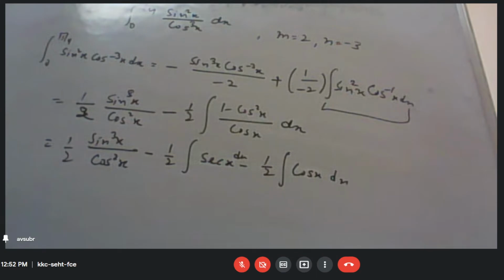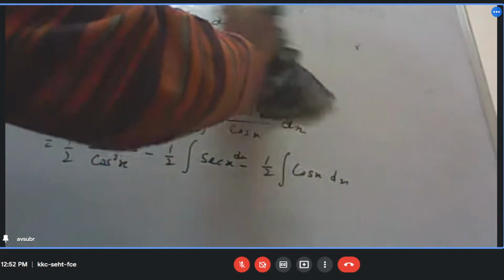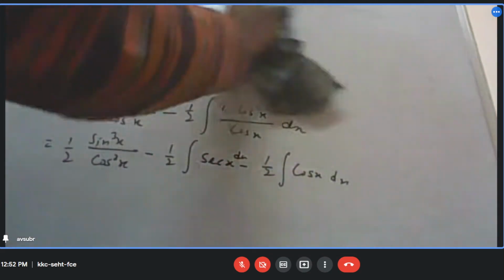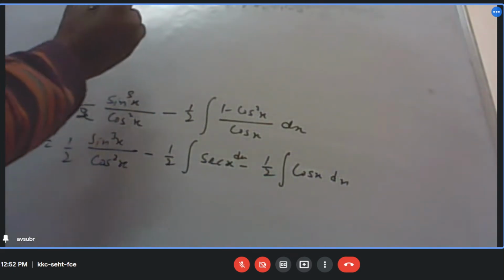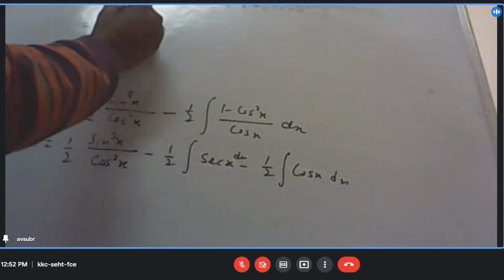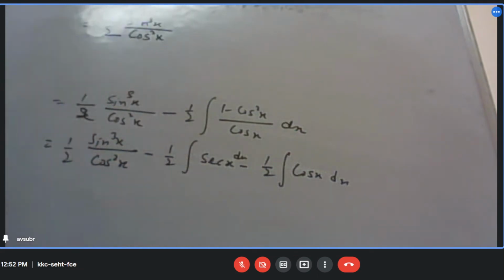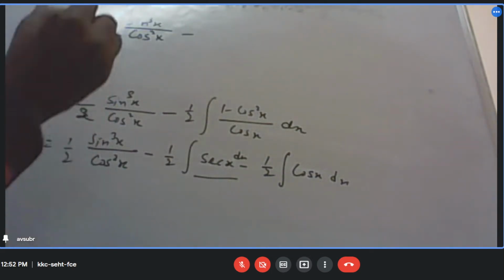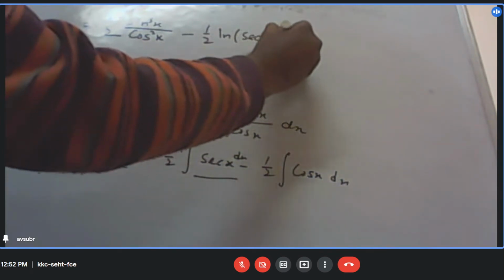Can I write down? Yes, sir. All right. So this can be written as 1 by 2 sine cube x by cos square x, minus 1 by 2, the integration of sec x dx, which is log sec x plus tan x.